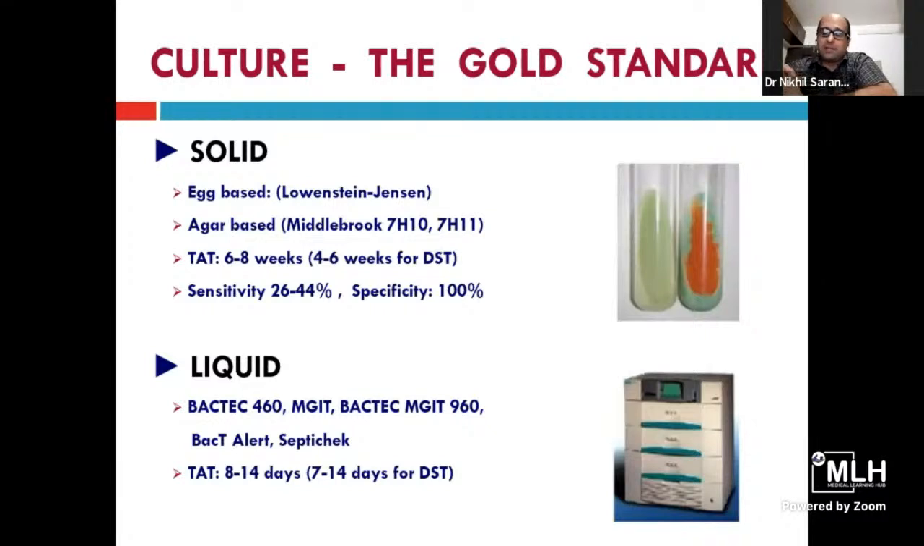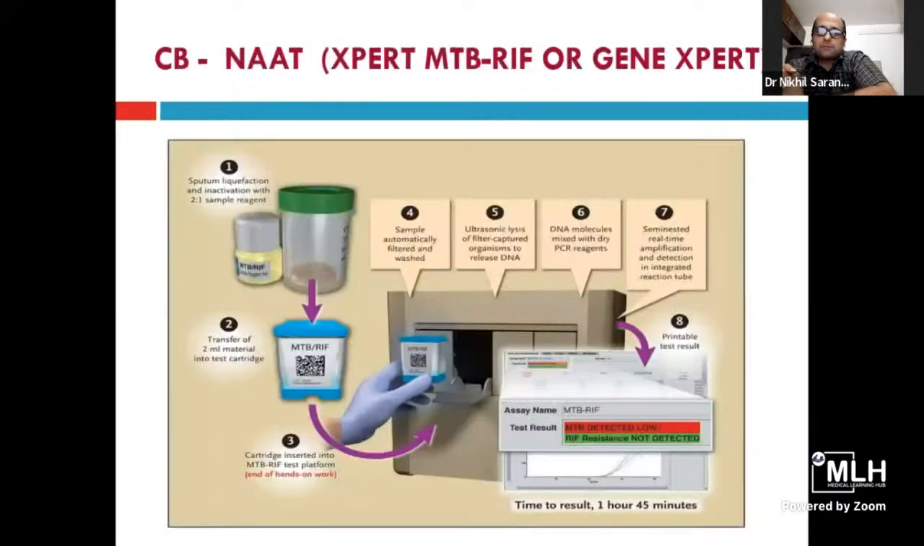You have the solid, which takes more time, and the liquid also, which is a bit faster. Then in 2008, the World Health Organization endorsed the CBNAAT, or the Xpert MTB/RIF report. It's also called the GeneXpert, which is a simple point of care test, which will give you two things. One is the diagnosis of MTB infection, and secondly, the presence of rifampicin resistance if MTB infection is detected. The turnaround time for this is roughly 2 hours, but because of the load, it takes about a day for the report to come in hand.